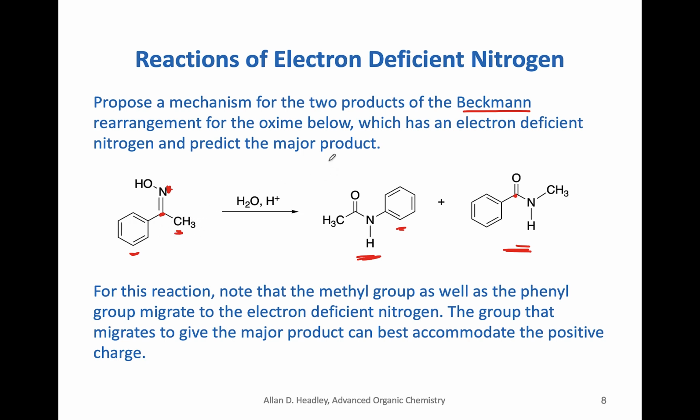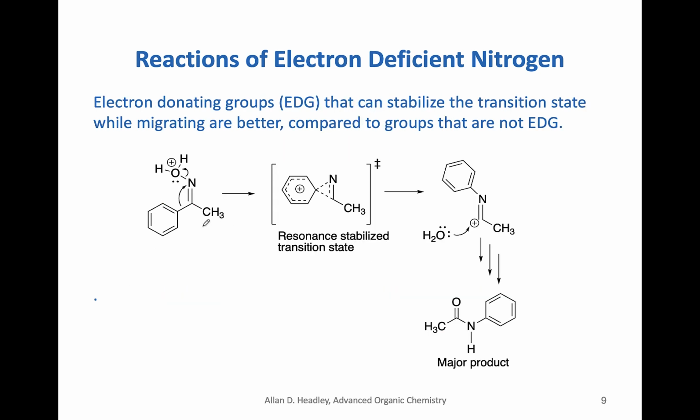The question now is which would be the major product? As you can imagine, the major product results from the reaction that gives the more stable transition state for the migration in the RDS. Right? So let's see which one would be more stable. So let's go here.